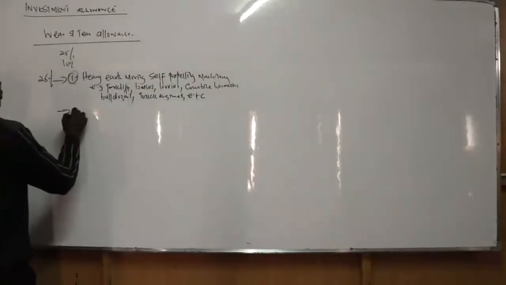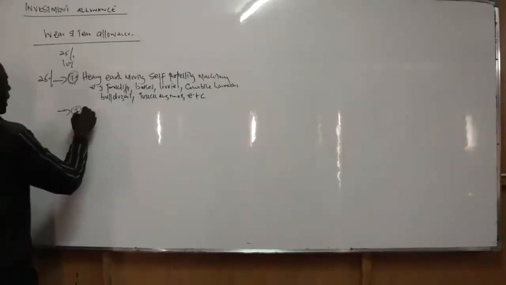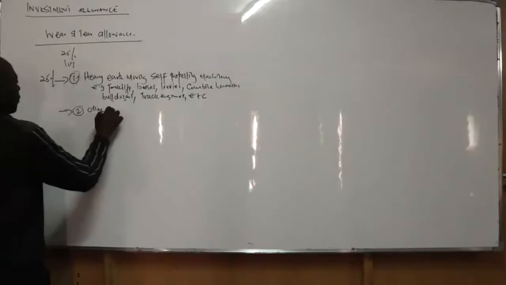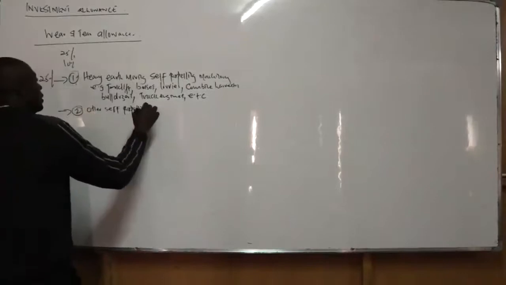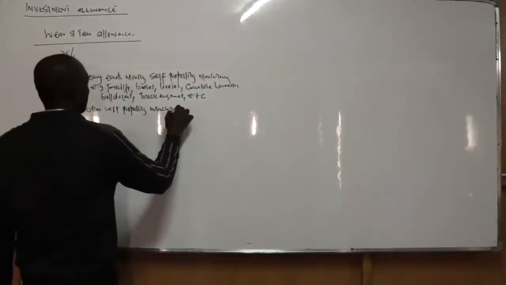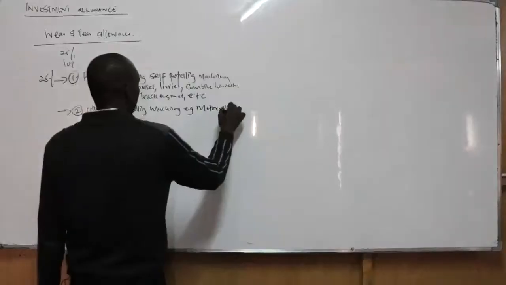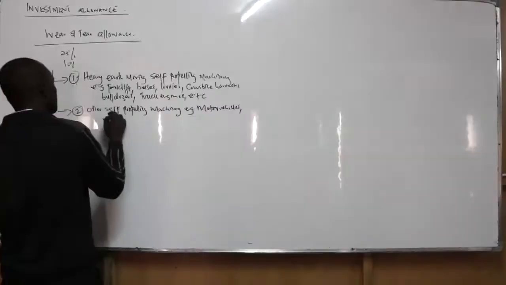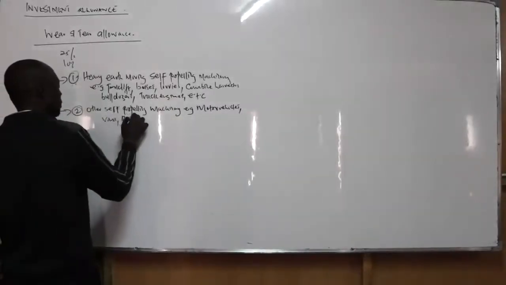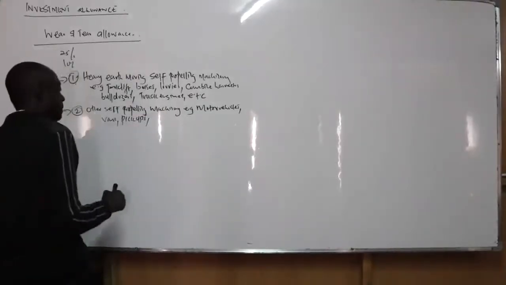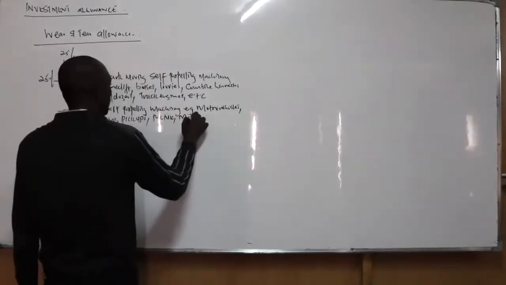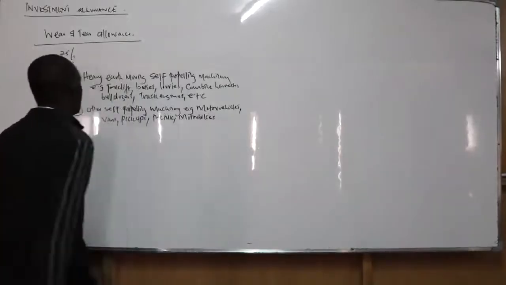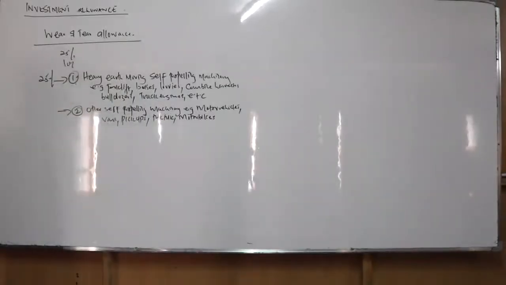At the same time, category number 2, we have other self-propelling machinery, e.g., motor vehicles. We have vans, pickups, tuk-tuks, motorbikes. So those also fall under the 25% category.